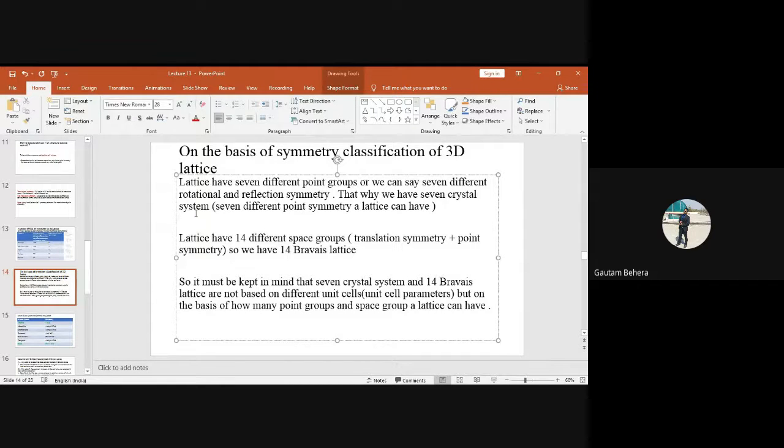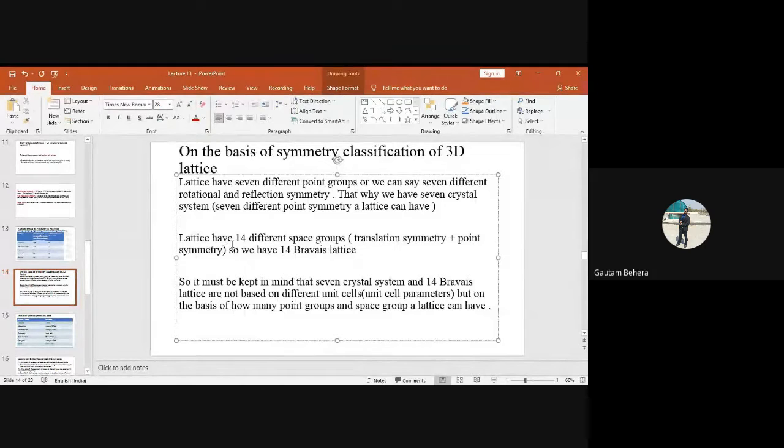Many people ask this kind of question: why do we have only 7 crystal systems? Why do we not have 8, or 9, or 10, or an infinite number of crystal systems? The answer is this one. We have only 7 different rotational and reflection symmetries. Or you can simply say we have only 7 point groups. That's why.